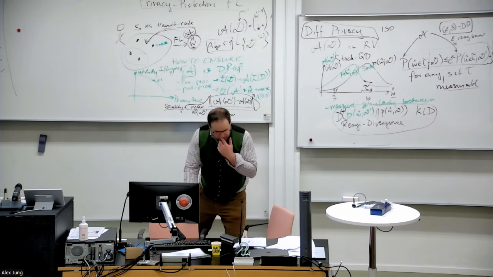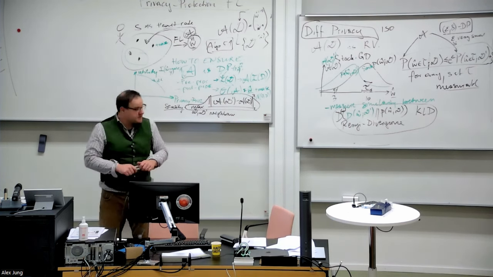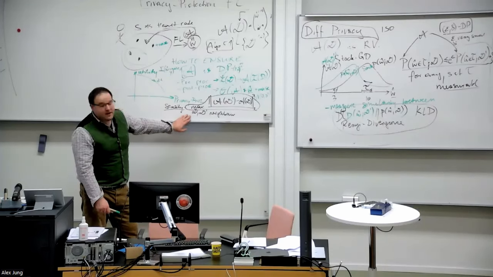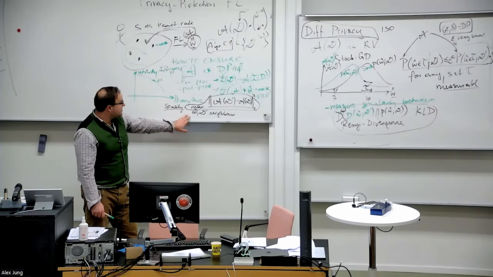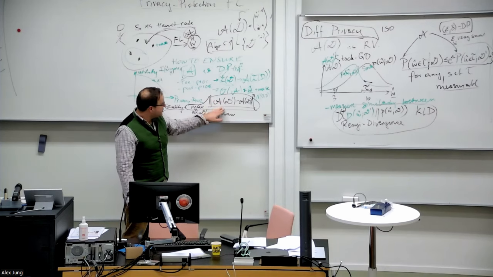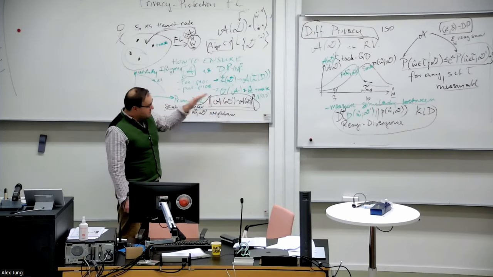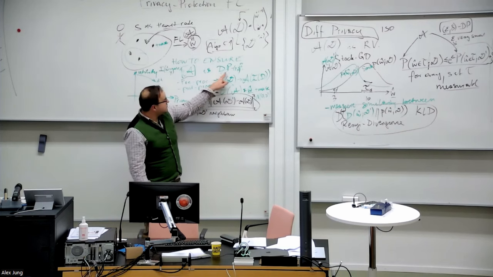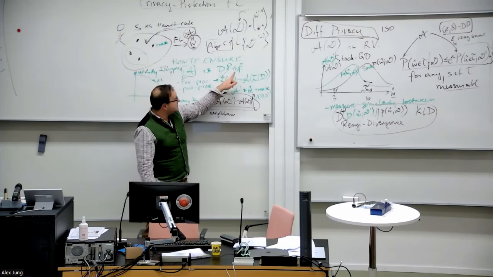I also refer to recent literature, which makes this very informal discussion of mine precise. When you choose sigma squared proportional to this sensitivity, you can really guarantee differential privacy with a known level of epsilon and delta.